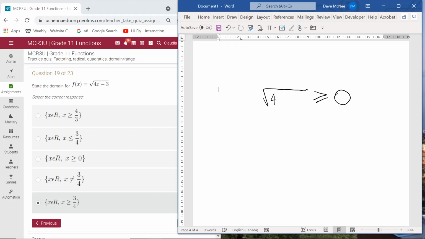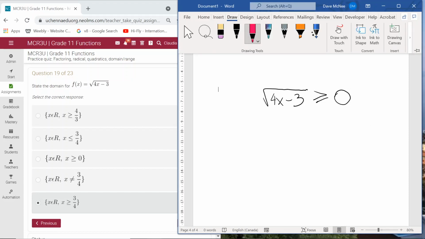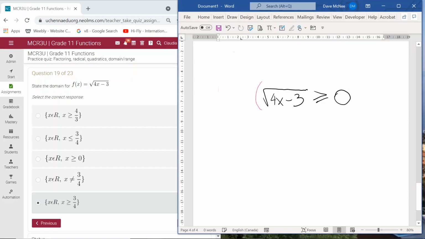So this time I've got 4x minus 3. And that whole thing must be greater than or equal to 0. This is how this question will start. So now we're going to solve for x. And the first thing that we're going to do is we're going to get rid of the square root by raising it to an exponent 2. And that's awesome.